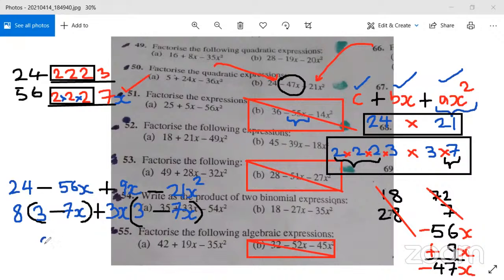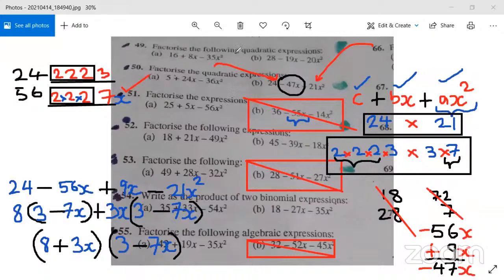So we are now going to write 8 plus 3x and 3 minus 7x. So we'll have the bracket here, bracket here, bracket here, bracket here, plus sign here, and minus sign here. And that's it.